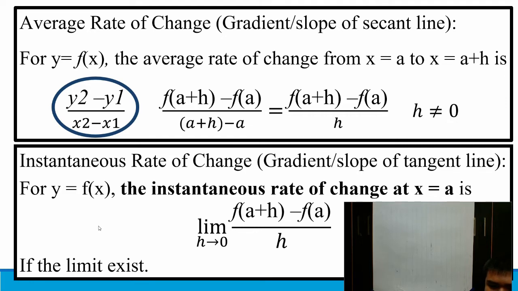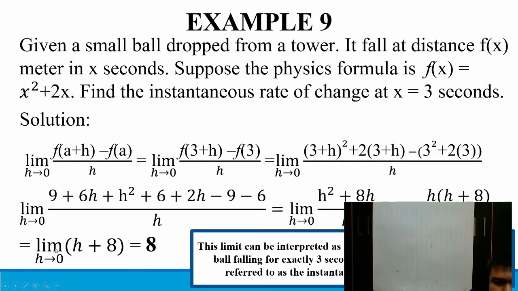So what it means here is that the instantaneous rate of change only involves one point, which is x equal to a. That's like you want to find the gradient at one point. Let's try to do this one, for example 9.